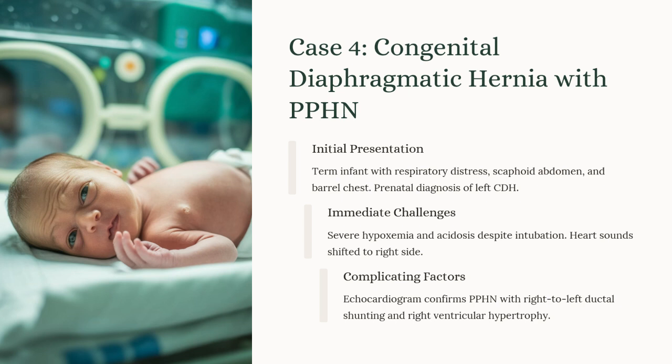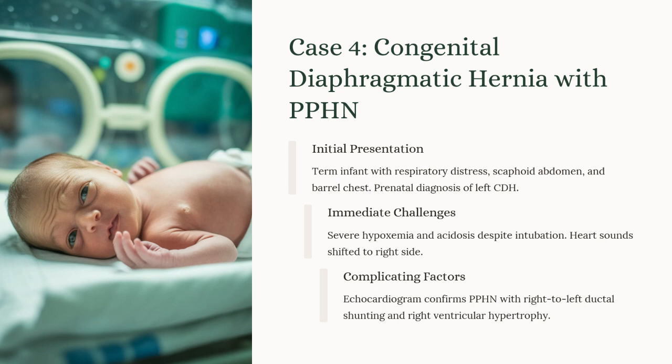New patient alert: full-term infant. Looks cyanotic, gasping for breath. Scaphoid abdomen. Chest looks too full? This is congenital diaphragmatic hernia, and it's not just anatomical, it's hemodynamic chaos. Lungs underdeveloped. Heart shoved to the side. Severe hypoxemia. Despite intubation, O2 sat is dropping. Echo confirms pulmonary hypertension, PPHN, right to left ductal shunting, RV strain. The pressure is building, literally.